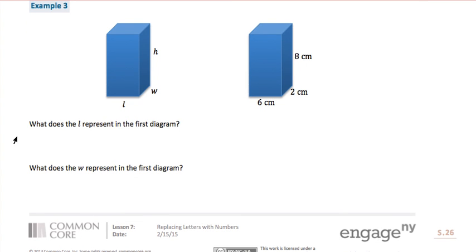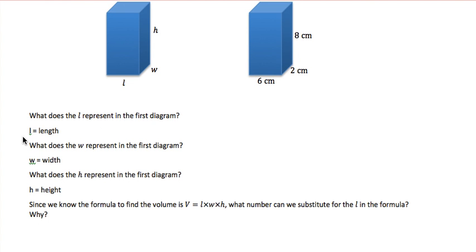Example 3. L represents length. W represents width right here. So W equals width. Length, width, and the H equals height. Since we know the formula to find volume is length times width times height, what number can we substitute for the L in the formula? And remember that these are equal. So L will be 6. We know because it matches the same location in both rectangular prisms.